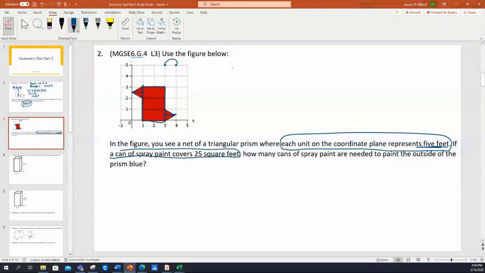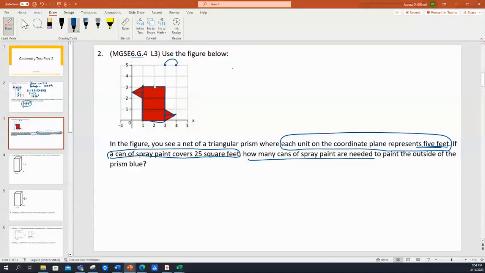Okay? Now, the next part that's important says a can of spray paint covers 25 square feet. So we're going to circle that as well. Now, the question I'm going to underline, and the question says, how many cans of spray paint are needed to paint the outside of the prism blue? That's the main question. So let's go back to the problem up here and let's take a look at it.